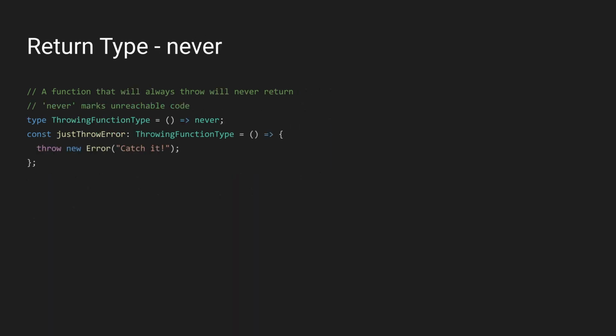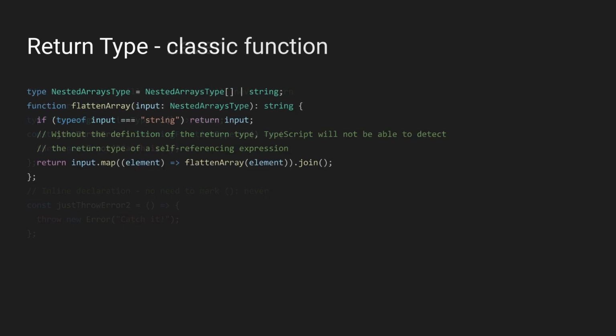The second specific return type for a function is never. This signifies that the function will never finish. A common example of such a function would be one that is always throwing an error or contains an infinite loop. This return type is relatively uncommon in practice. As I emphasized earlier, when declaring functions, whether using lambda or classic syntax, we typically don't need to specify the return type. TypeScript can automatically infer it.